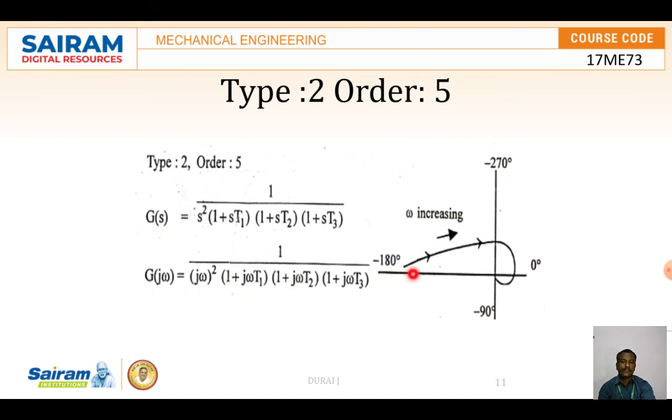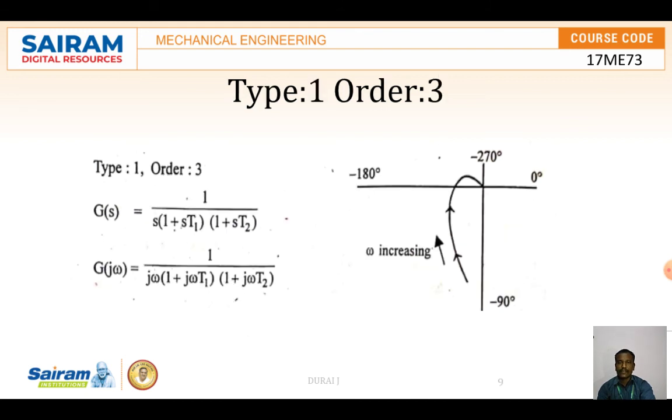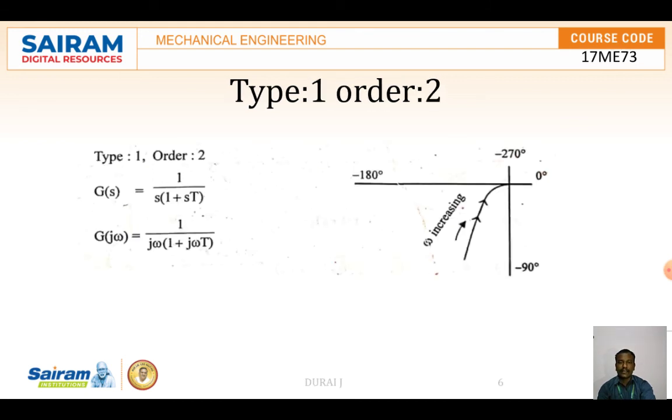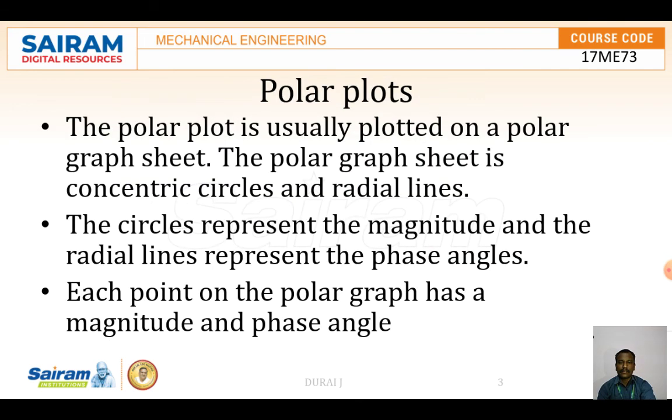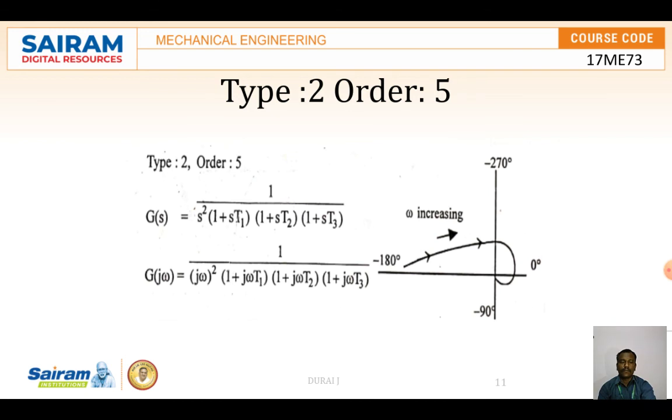Here also it will start and again go through the third, fourth, and first quadrant, and it will end at 0. So like this, the polar plots may come, or we are able to draw them in the drawings. Okay, so these are all the types of sketches that may come in our polar plot. It may depend, so like this it comes.